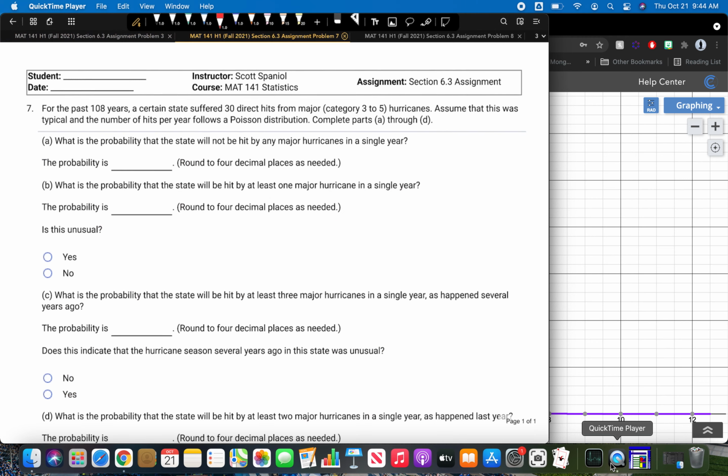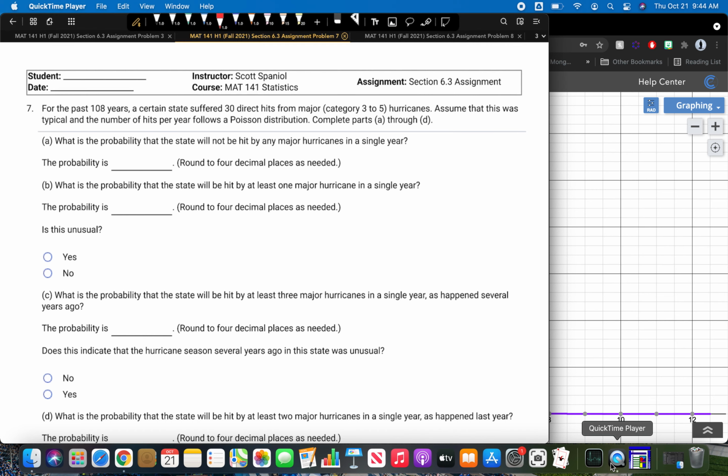So then the other 2 problems are applications. So the first one here says, for the past 108 years, a certain state suffered 30 direct hits from major category 3 to 5 hurricanes. Assume that this was typical and that the number of hits per year follows a Poisson distribution. Complete parts A through D.